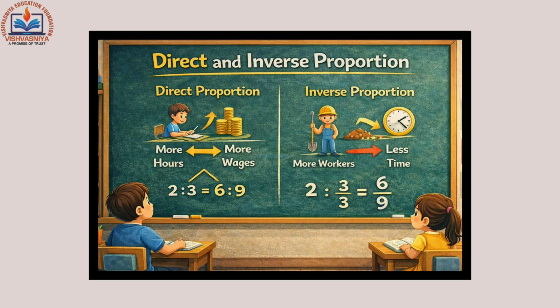There are two main types of proportion. The first one is direct proportion. In direct proportion, when one quantity increases, the other quantity also increases. For example, more hours worked means more wages earned. The second type is inverse proportion. In inverse proportion, when one quantity increases, the other quantity decreases. For example, more workers means less time required to complete a job.